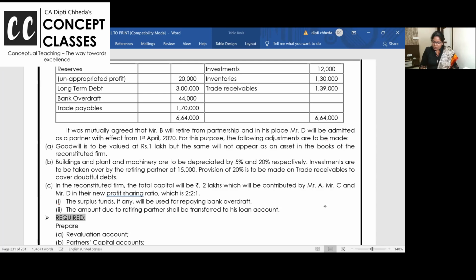And in the firm, the total capital will be 2 lakh, which will be contributed by A, C and D. So they have given the closing capital, they want this much. Now the remaining, either you take in cash or repay. Surplus funds, if any, will be used for repaying bank overdraft. The amount due to the retiring partner should be transferred to loan account.